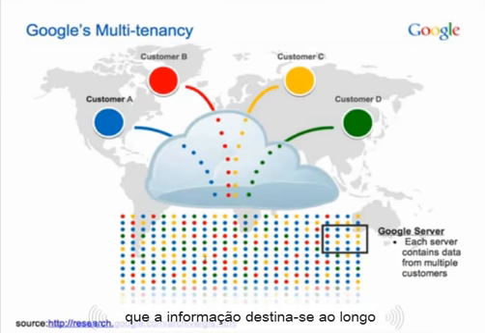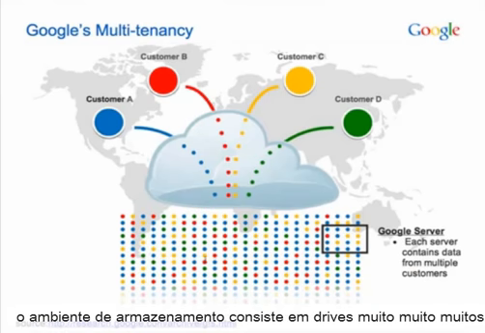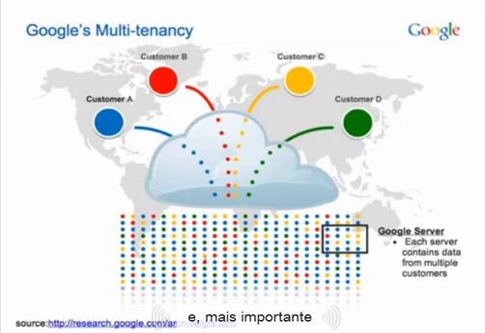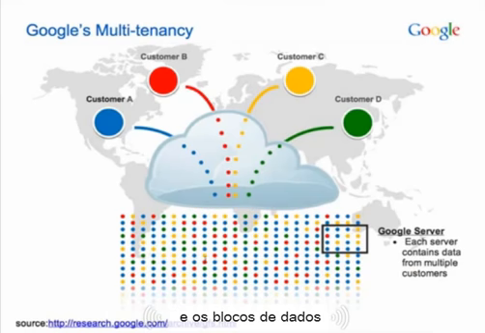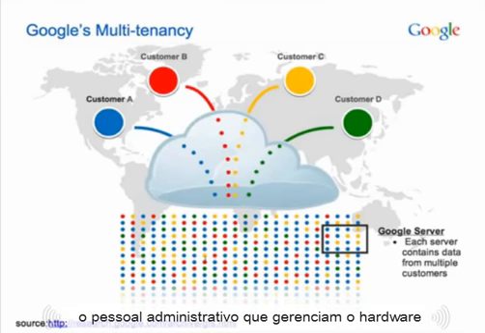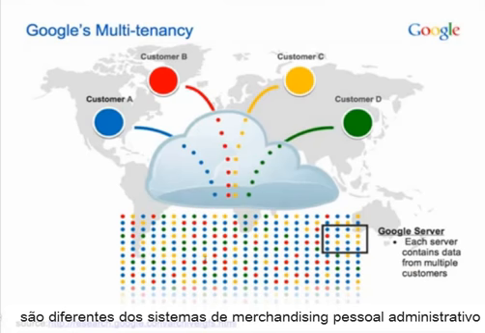That information is then handed over to a storage environment. The storage environment consists of very, very many drives. And more importantly, there's no consistent fixed relationship between any particular drive and the chunks of data which are stored on that particular medium. So as a result, we've effectively shredded our data across a vast array of hard drives. The administrative staff who manage the hardware are different from the administrative staff who manage the indexing systems.